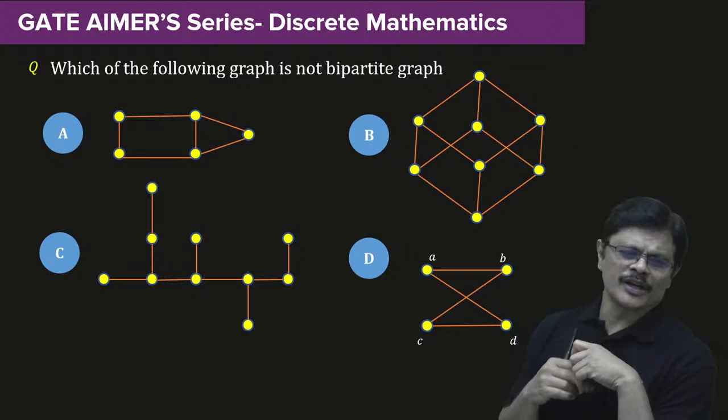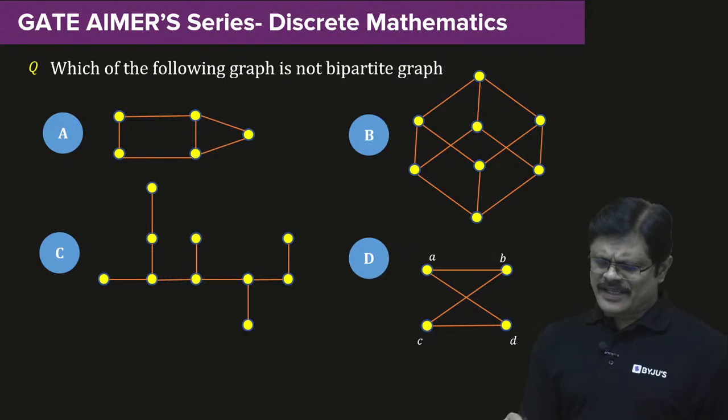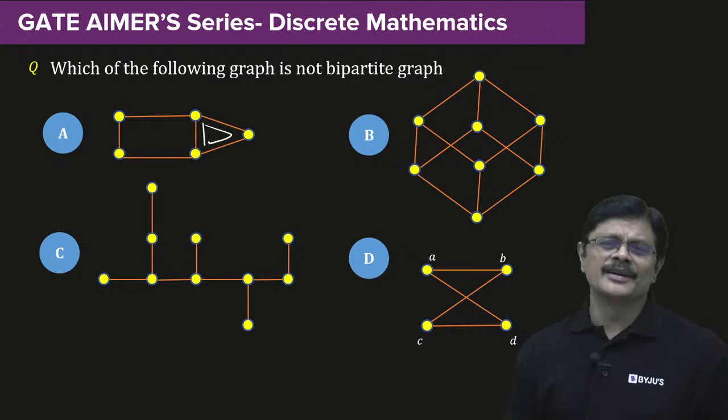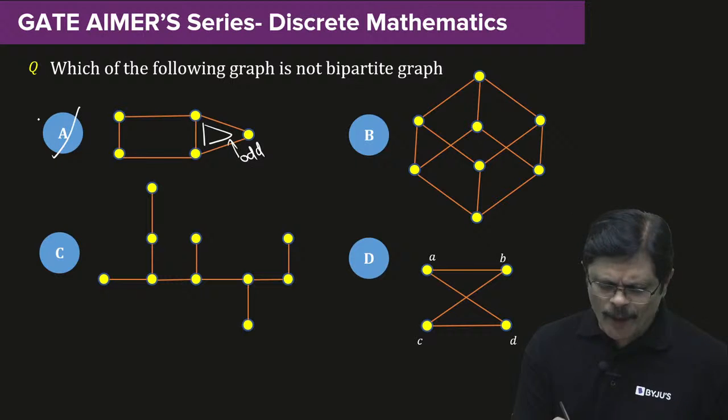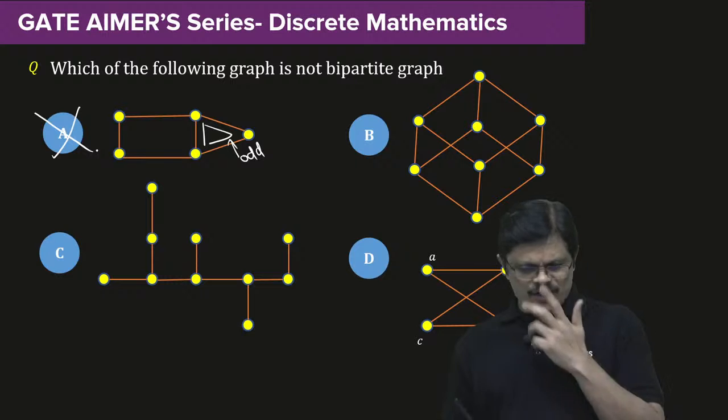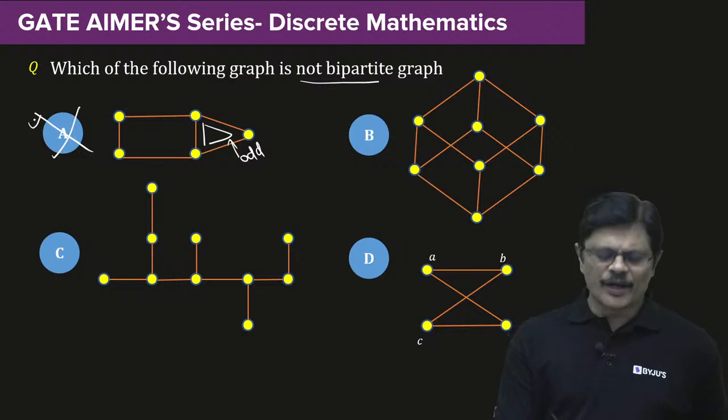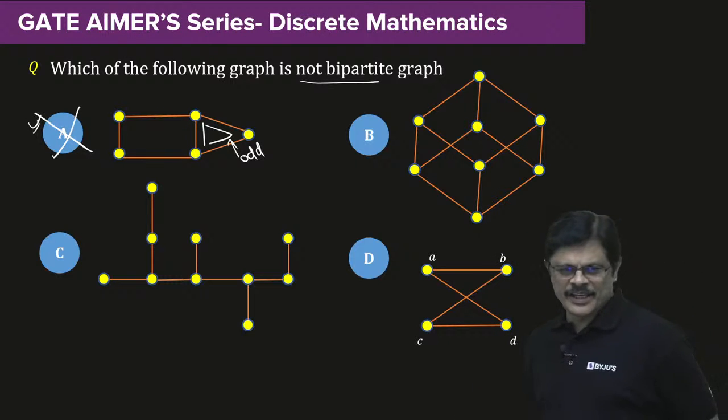What grouping are you talking about, sir? See, my dear friends, here we have a 3-cycle. This is an odd cycle. So when you find an odd cycle, it cannot be bipartite. So which one is not bipartite? Option A is not bipartite. Very good, Nitish. Very, very good.